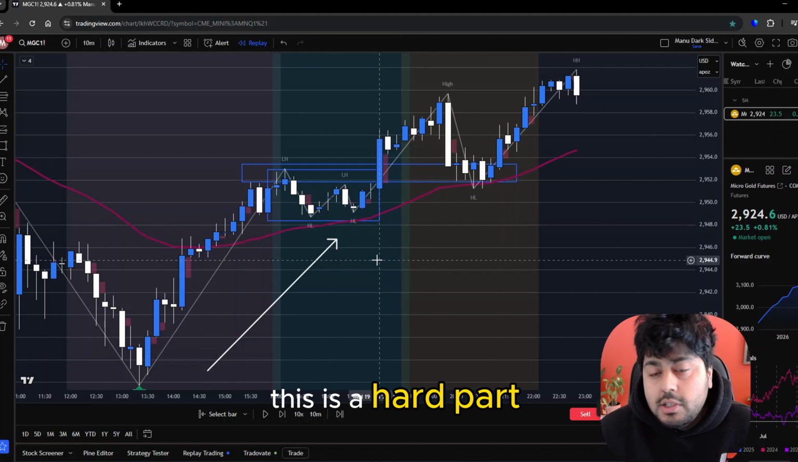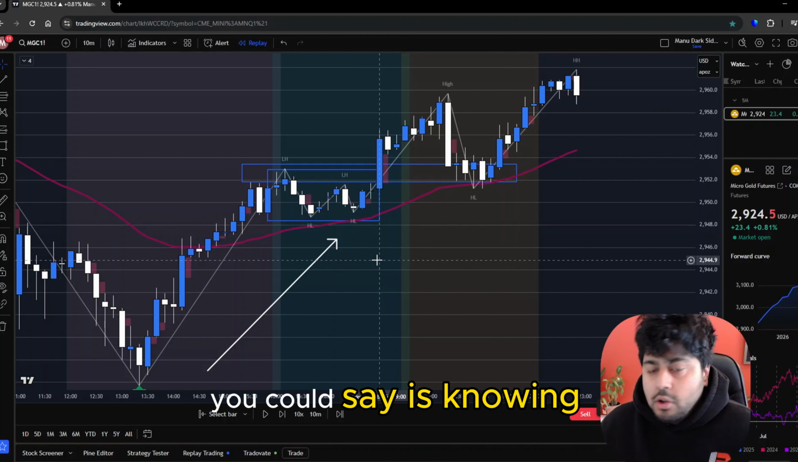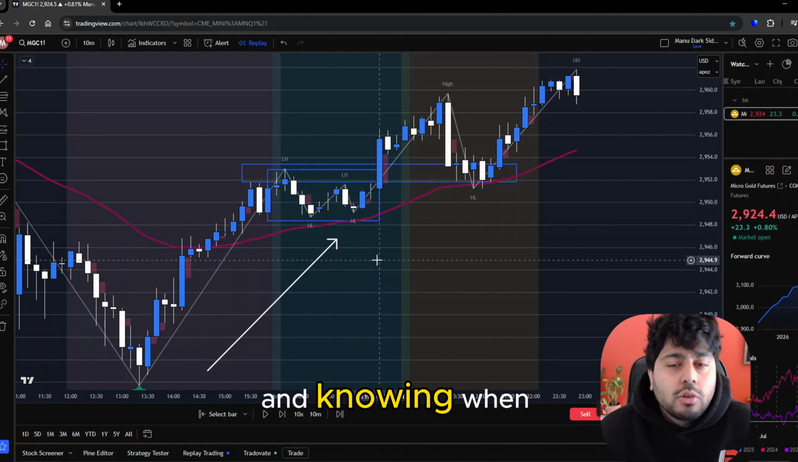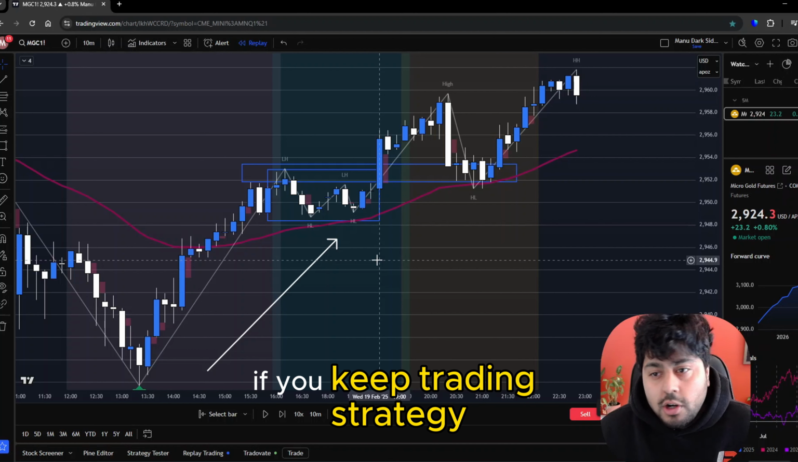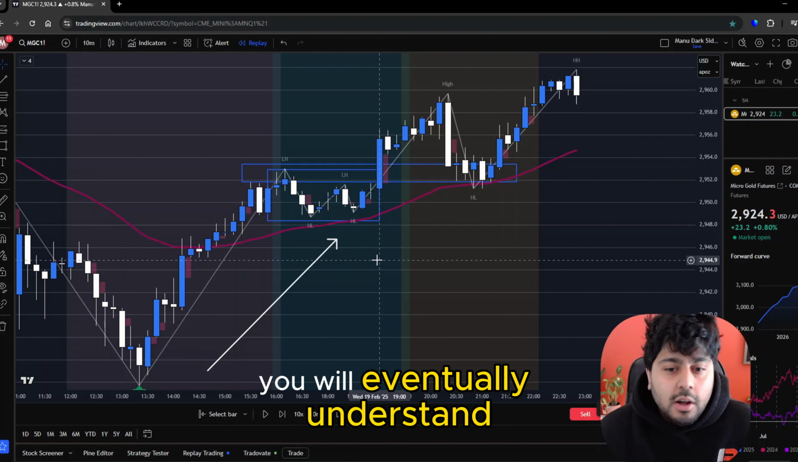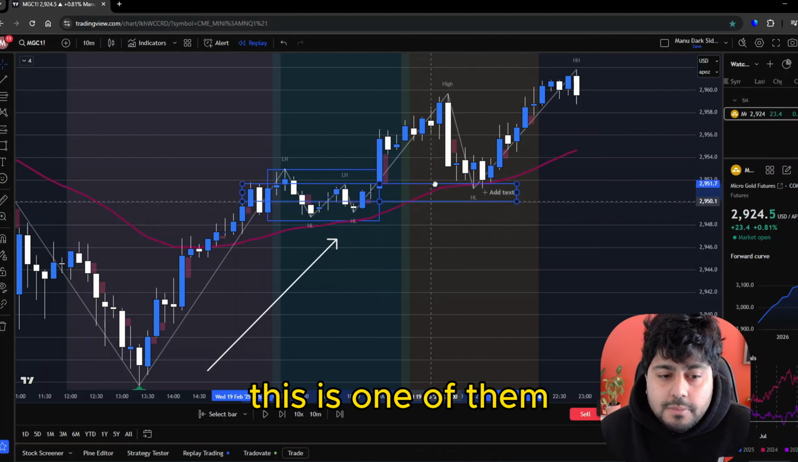to take this trade. This is the hard part of this strategy, you could say, is knowing when to trade it and knowing when not to trade it. And this only comes from experience. If you keep trading the strategy, you will eventually understand all the little facets of it. This is one of them.